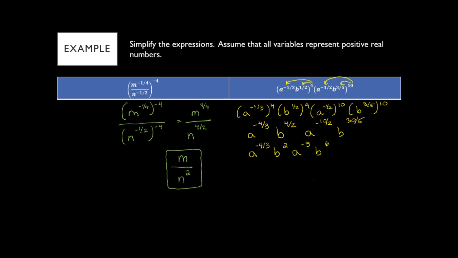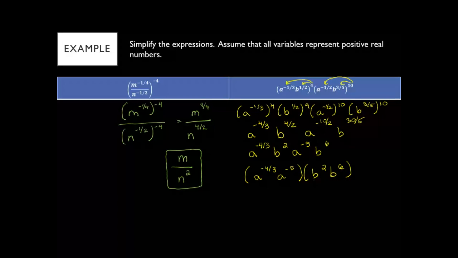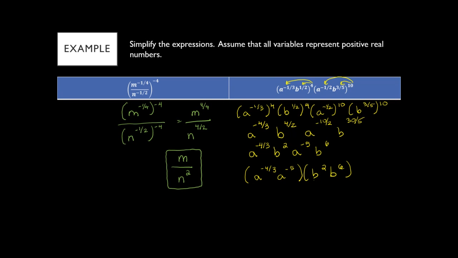Now I'm going to rearrange them so that I have the a's together and the b's together. And I'm going to just put those in parentheses so that you can group those together. And now when you're multiplying, you add exponents. And so our negative 4/3 and negative 5, we need to get a common denominator there, or this is where using a calculator would be very handy. So we're basically doing negative 4/3 plus a negative 5, which is a negative 5/1. And that's to simplify the a.